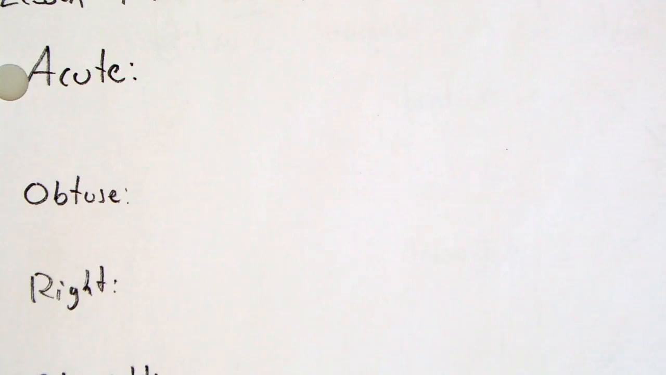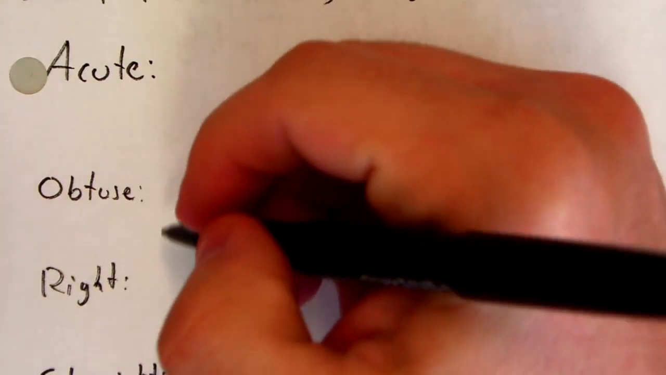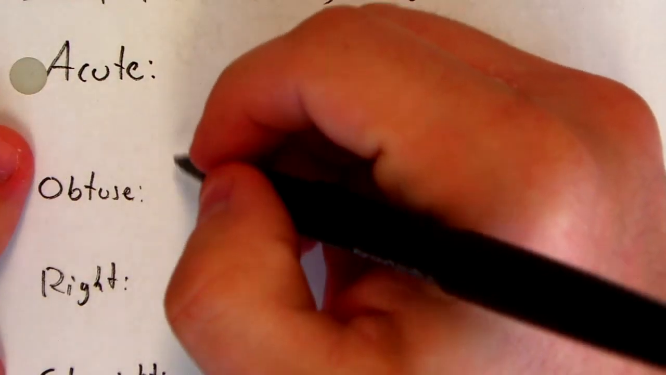All right, so today we're going to be talking about Chapter 7, Lesson 1. It's all about classifying angles. So when we start looking at angles, one of the things we look at is how many degrees are inside of an angle. So these first couple, we're going to be talking about how they are going to be looking. So an acute angle.